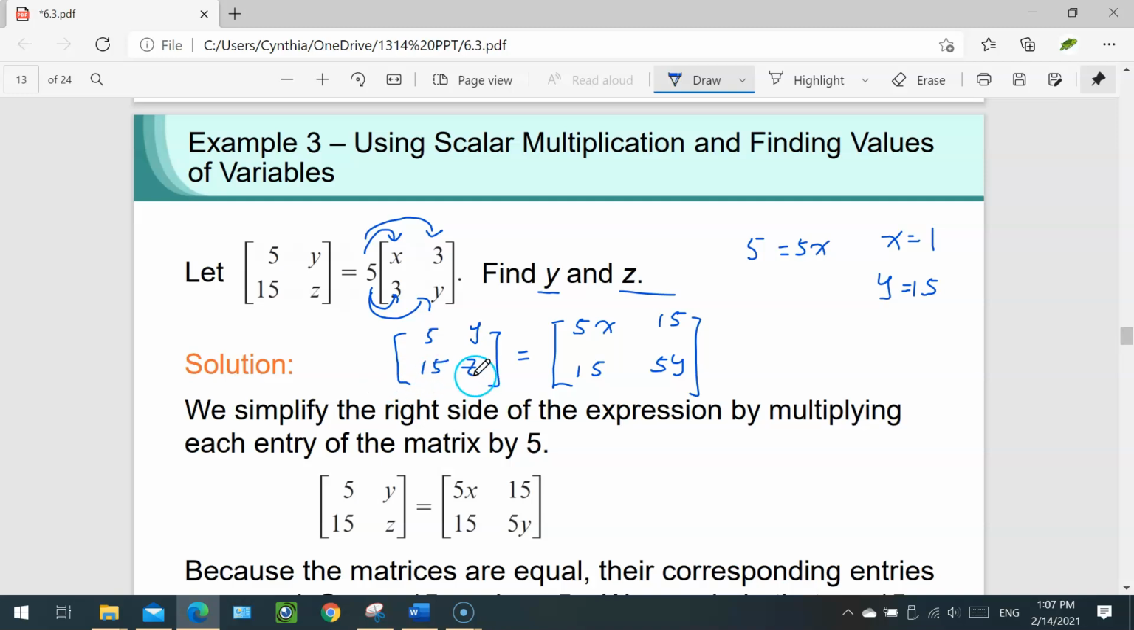On the second row, column 1, 15 equals 15. They are equal. Z is equal to phi y, so z is equal to phi multiplied by y. Y is 15, which means z is 75.